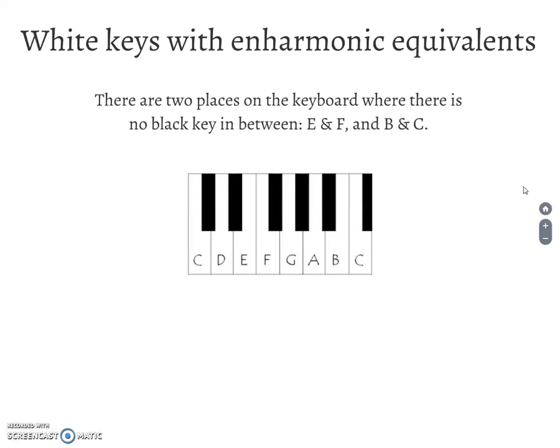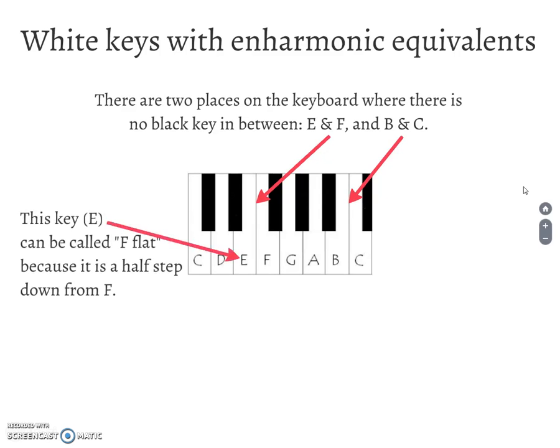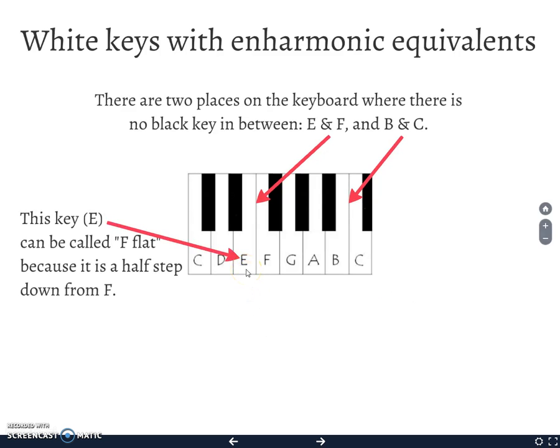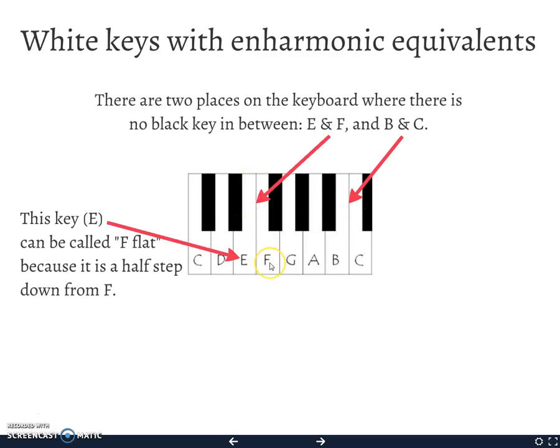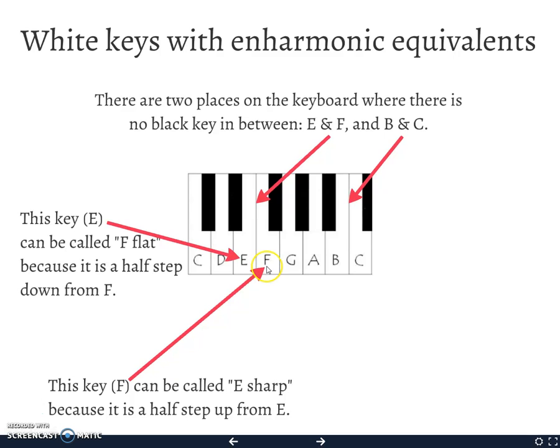There are two places on the keyboard where there's no black key in between. Those spots are E and F, and B and C. E can be called F flat because it is a half step down from F, because there's no black key here. So F, and as we go to the left, the next thing we run into is E. So this is also called F flat, and F can be called E sharp.